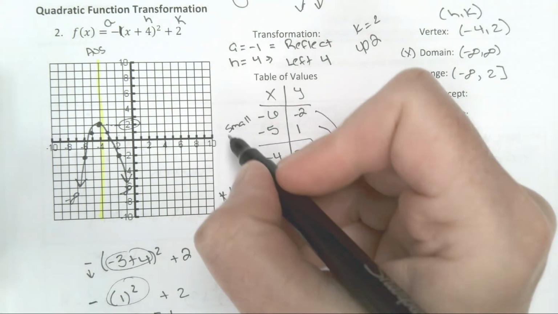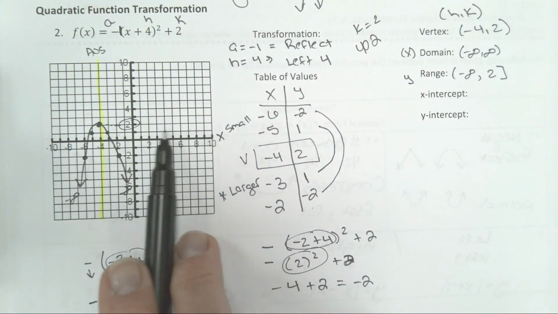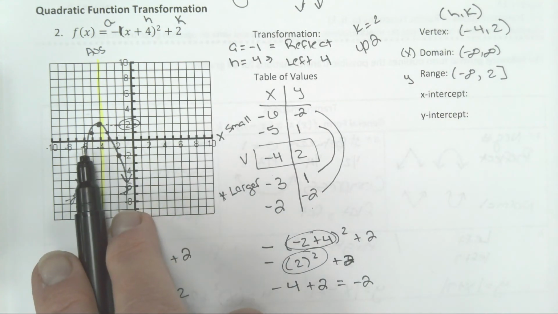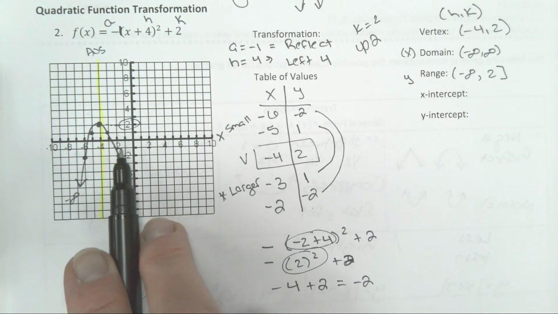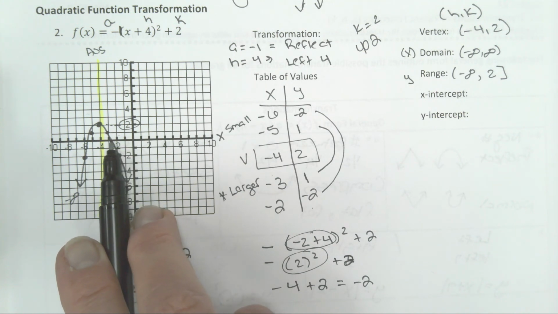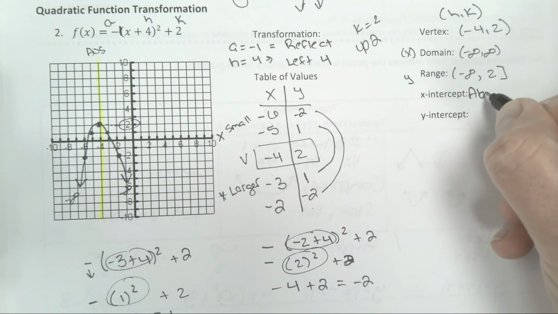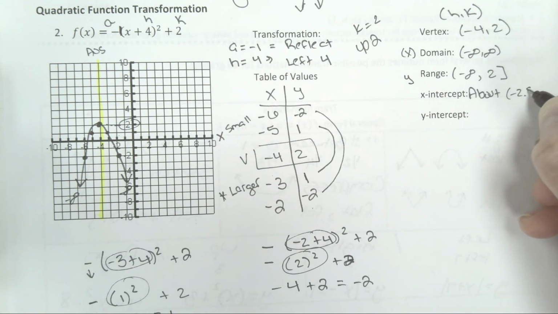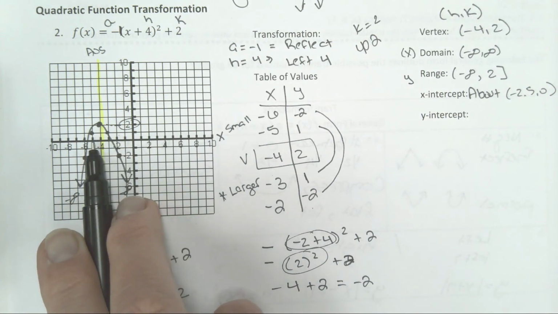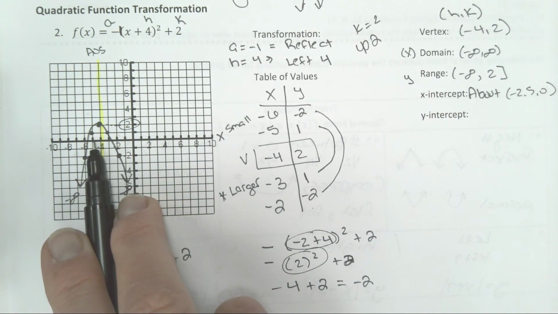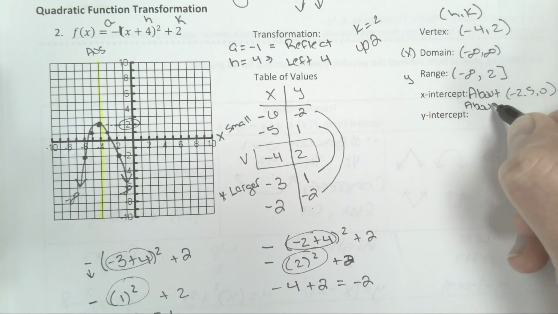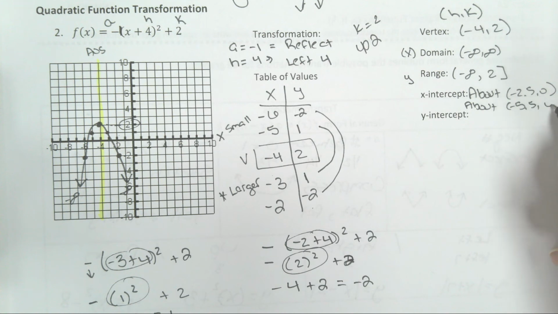Your x-intercept, where does the graph cross the x-axis? In this particular class, at this point in time, we are just going to estimate. So it looks like it's crossing between negative 2 and negative 3. So I would say about negative 2.5. And then it's also crossing over here between negative 5 and negative 6. And I would say that's about negative 5.5.